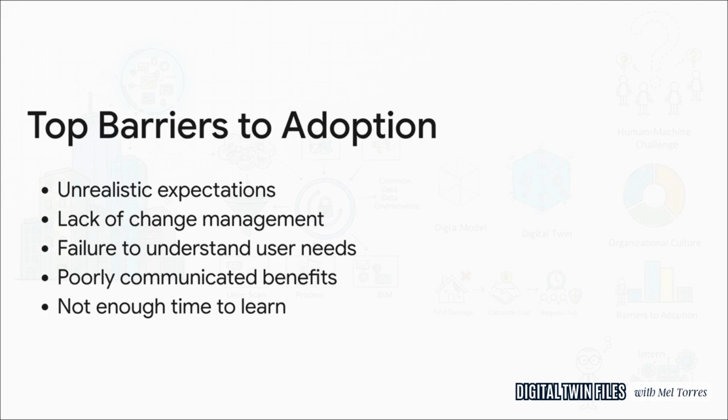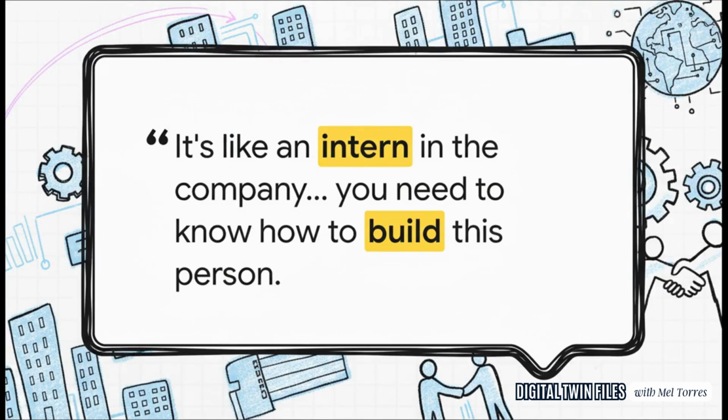I love this quote. It comes from AI adoption research. And it's such a powerful way to think about this. Treat a new complex system like an intern in the company. It's brilliant, right? An intern shows up with a ton of raw potential, but they don't know anything about your specific business. You have to train them, give them context, guide them. You have to build them into a valuable team member. It's the same with a digital twin. It needs human experience to become truly effective. That's what sense making is all about.